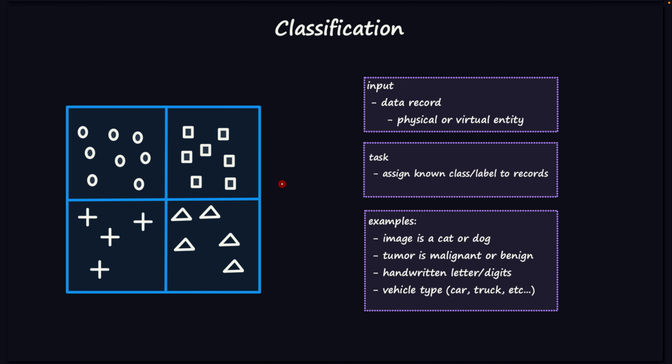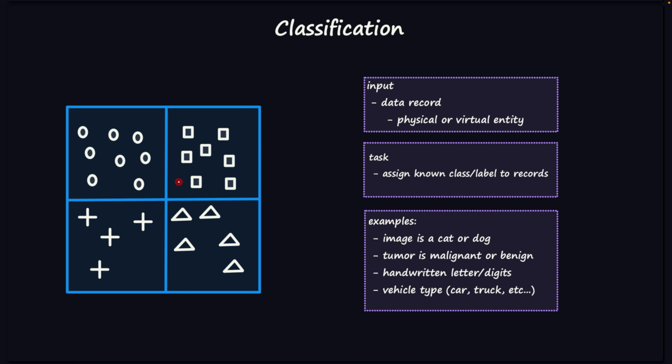Classification is basically assigning a known class or label to each of the input records. Let's imagine that we have a data set. The data set has X number of records. Then our task is to assign a known class or label to each one of those records. Each of those records could indicate anything, like a physical or virtual entity, or it could be anything else. Our task is to assign one of the known classes or labels to that record.